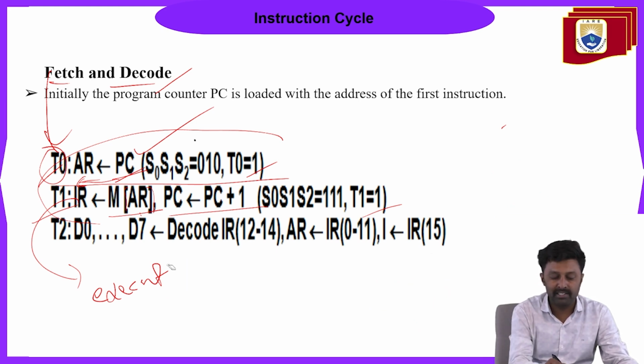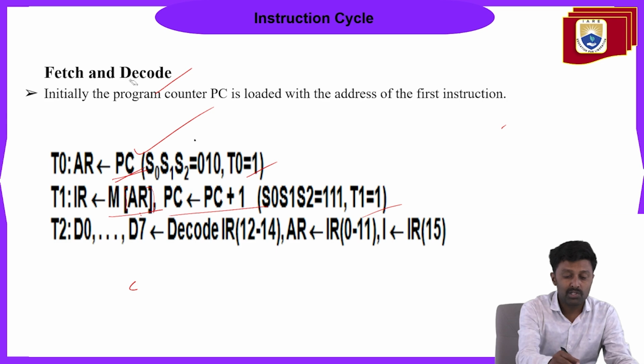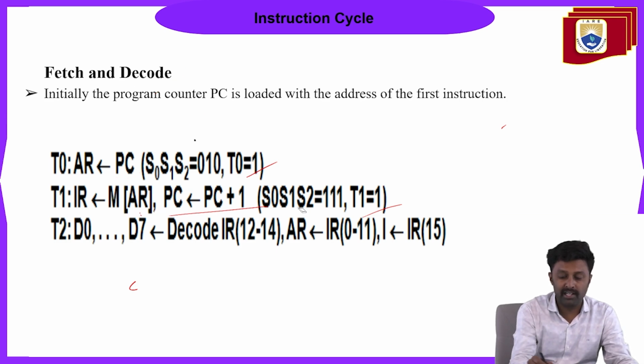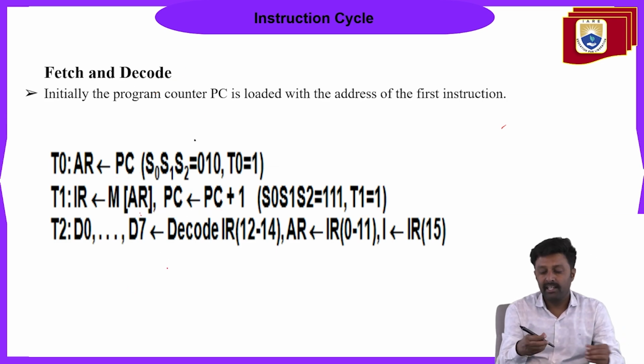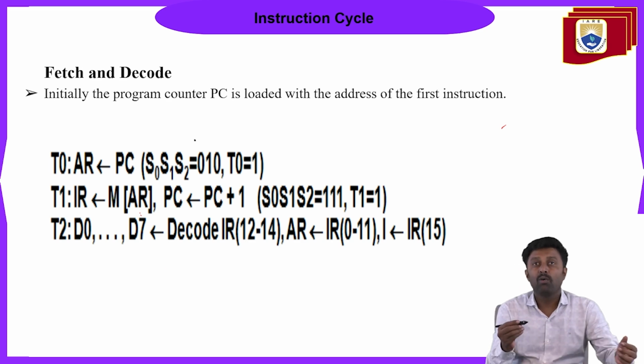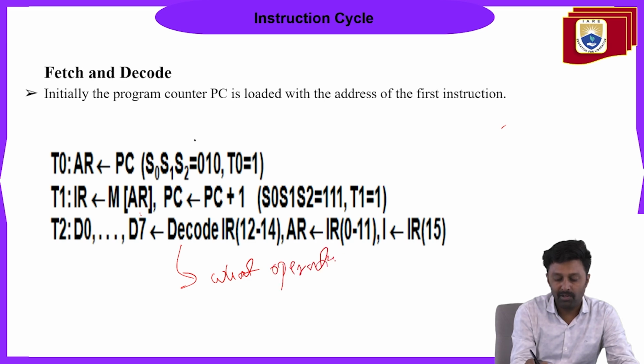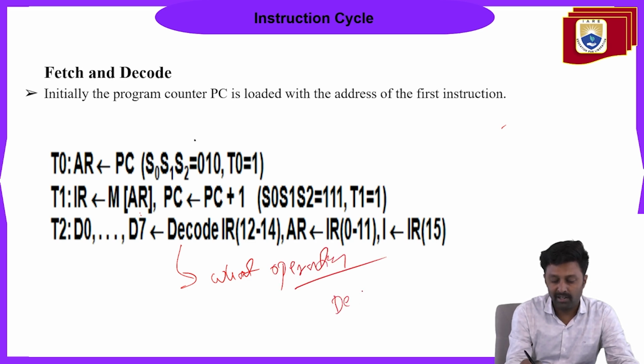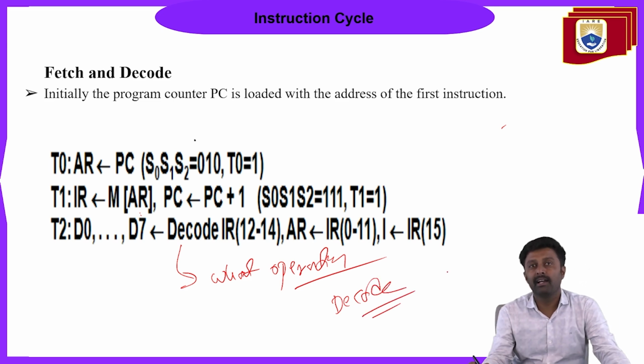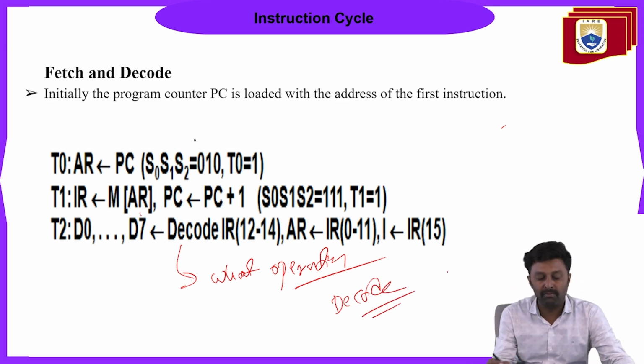The next step of executing an instruction is decode. What do you mean by decode here? The decoder will do this decode, that is, what operation is to be performed. So it will decode it. That is also done in the computer system with the help of the decoder.